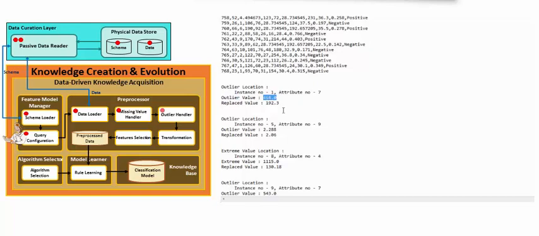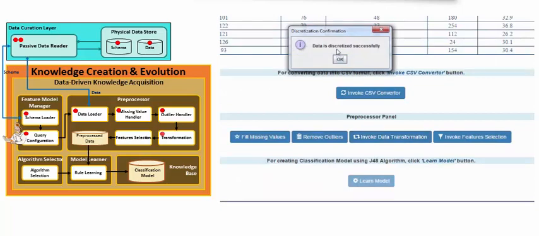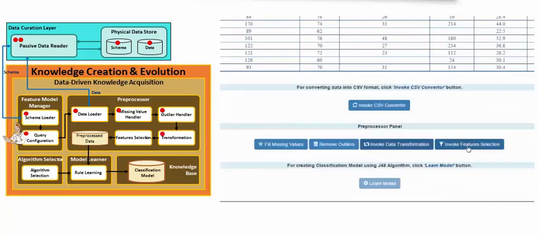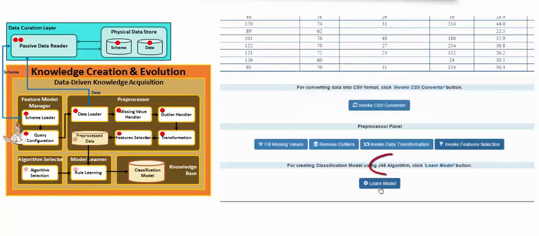So outliers are replaced with the most likely value, and the data is discretized in order to be manageable for the subsequent machine learning process. Dimension reduction techniques can also be applied for reducing the number of features considered for the learning process. And finally, a decision tree, J48 algorithm, is used for learning the actual knowledge.